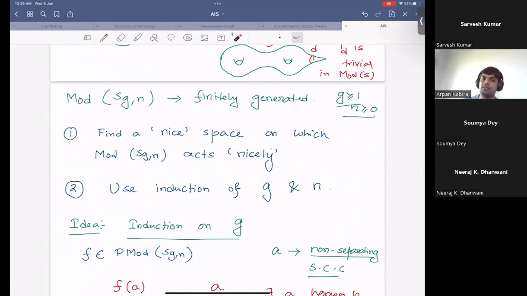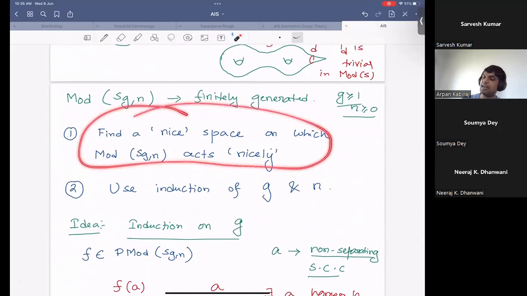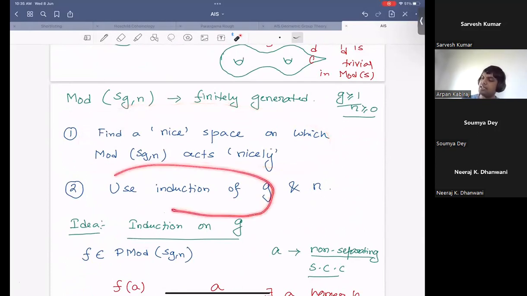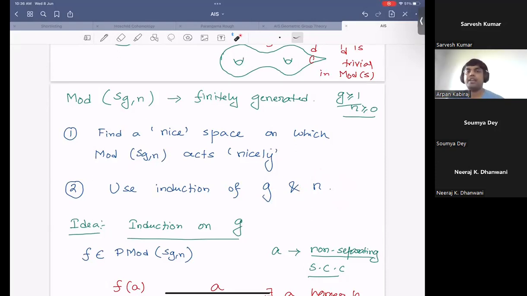So the first step tells you which space it acts on. Then you use the induction on g, and this sort of uses this part. And then you use induction on n, and to use induction on n, you need the Birman exact sequence. Okay, any questions?